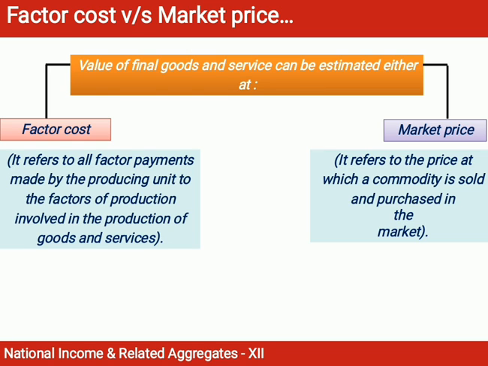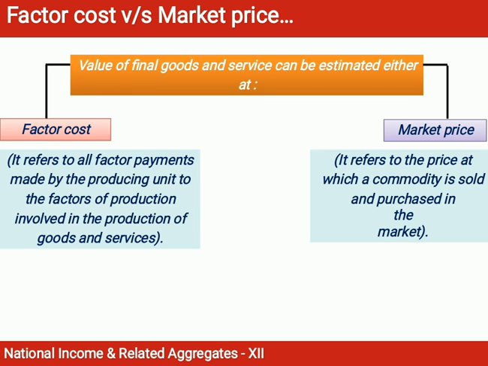So factor cost refers to all factor payments made by the production unit to the factors of production involved in the production of goods and services. But market price refers to the price at which the commodity is sold and purchased in the market.